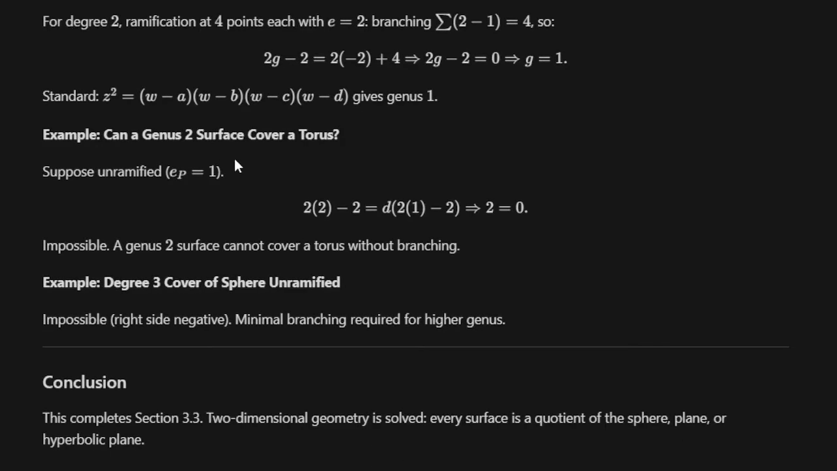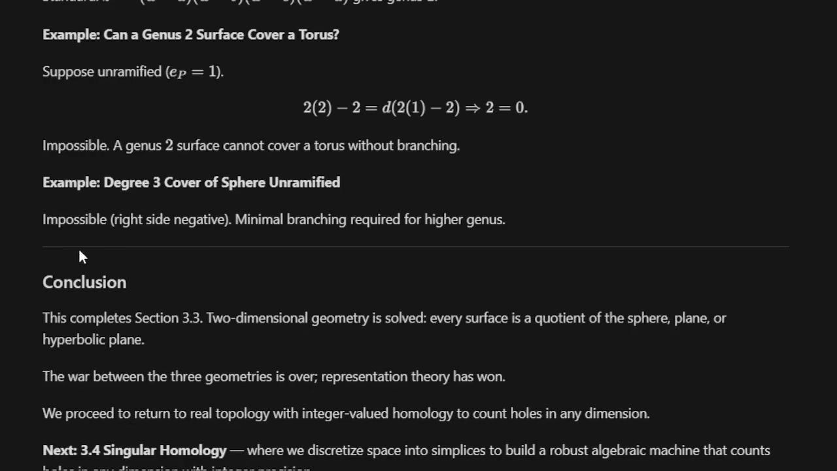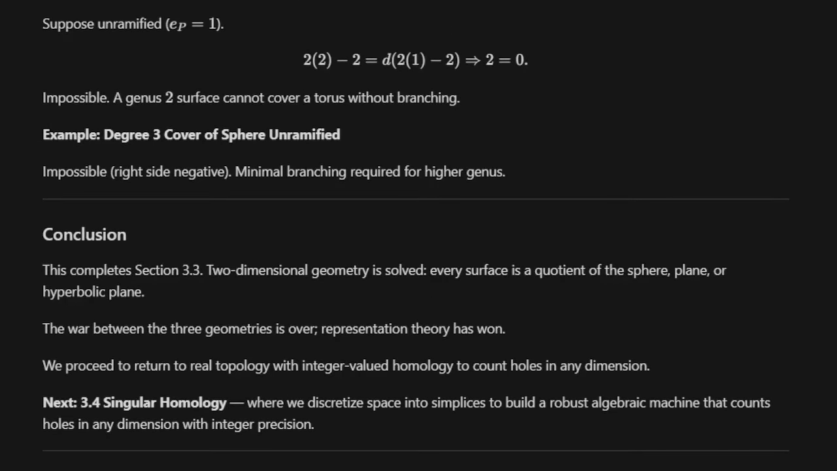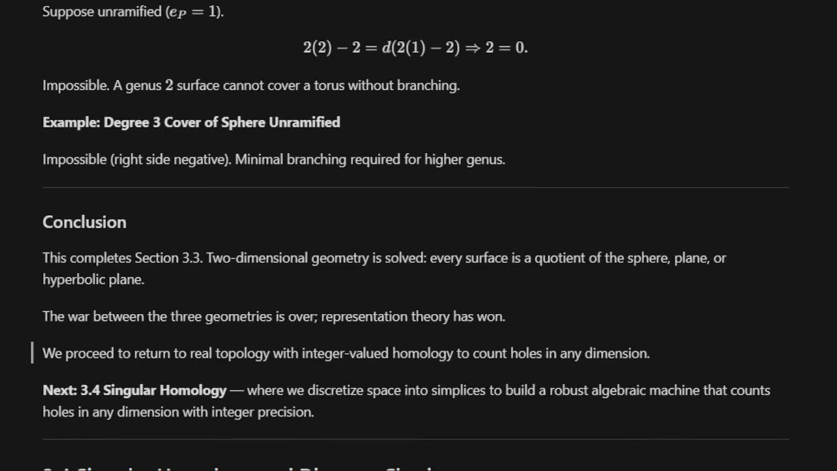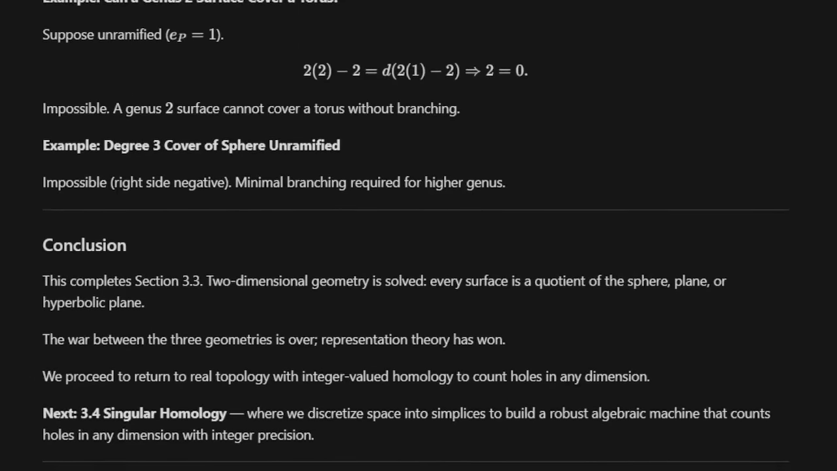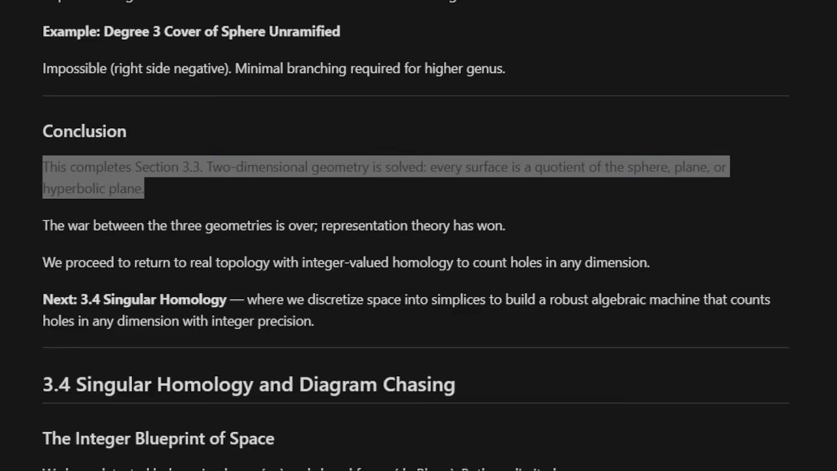Can a genus 2 surface cover a torus? Again, it's impossible. And a degree 3 cover of a sphere, unramified, is also impossible. Minimal branching is required for higher genus. That got really abstract and seems like pure math, but the formula is really physical, because it explains why you can't wrap a sphere around a torus without breaking it, but you can wrap a torus around a sphere if you pinch it in 4 places. We're showing that topology itself constrains the algebra.